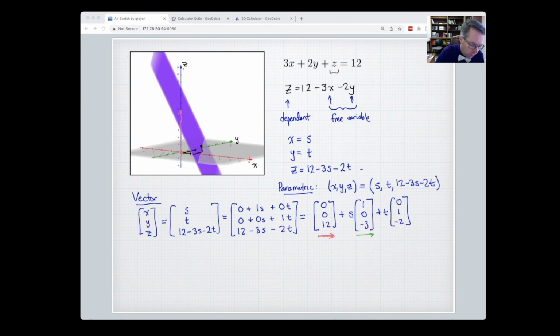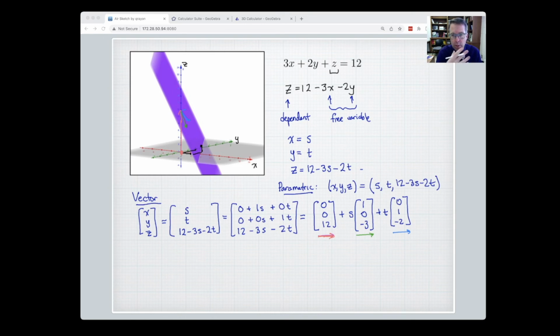The 1, 0, negative 3 says if I go 1 unit in the x direction, I go down 3 units in the z direction. So that green vector is supposed to be capturing that idea. The second vector is 0 displacement in the x direction, 1 displacement in the y direction corresponds to a negative 2 displacement in the z direction. So if I go 1 unit in the y direction, my graph should drop down 2 units in the z direction. It's hard to see in 2 dimensions what those are.